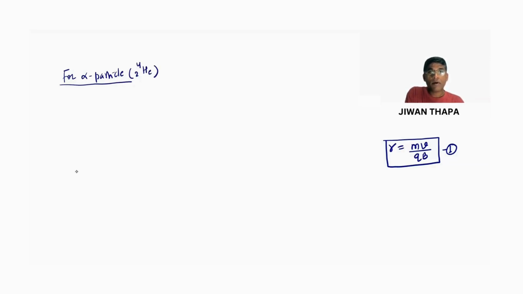So this is alpha particle. What we have for alpha particle: the mass of alpha particle is 4u, where u, as I said earlier, is the unified atomic mass unit. And the charge of alpha particle, we are going to find the ratio of the radii. So we have this expression, clear?